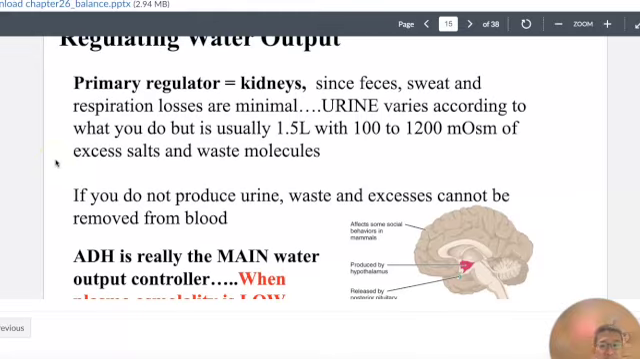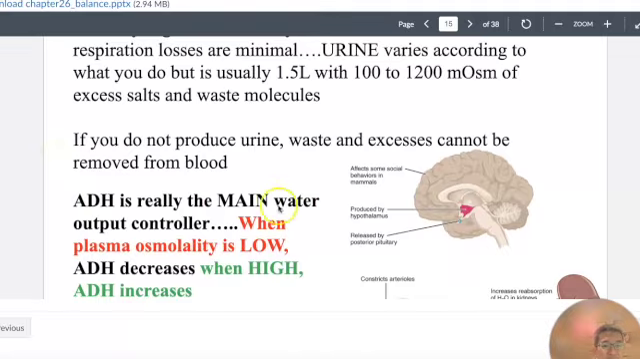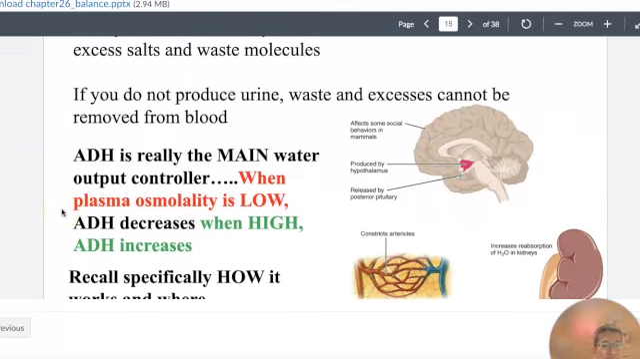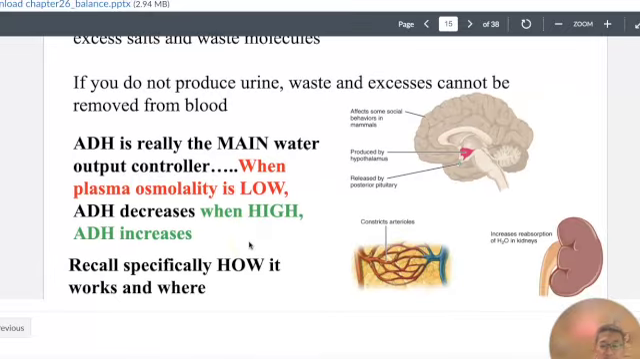We remember this. ADH is the main water output controller. When plasma osmolarity is low, then ADH decreases because it doesn't need to hold the water. But when the osmolarity is too high, it needs to release ADH so that we can retain water, so we don't lose water.